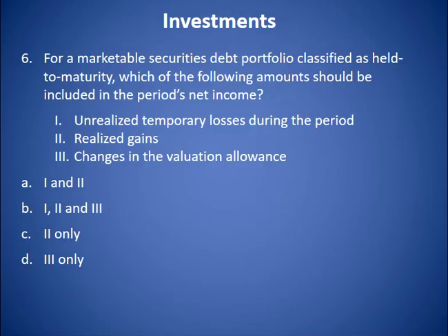Let's take a look at number 6. For a marketable securities debt portfolio, which is classified as held to maturity, which of the following amounts should be included in the period's net income? Again, you're given 4 choices based upon 3 potential scenarios. So go ahead, stop the video. When you're ready to review the answer, go ahead and restart your video.